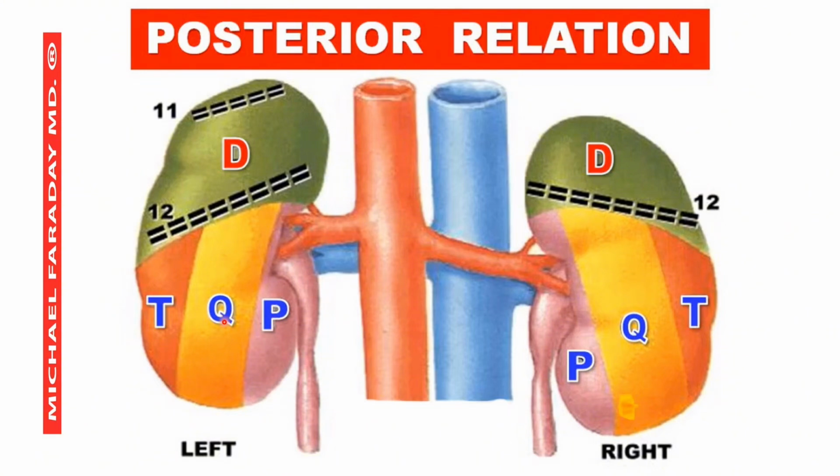Again, for the posterior relations of the kidney, we have four muscles. The diaphragm, which is above. We say the diaphragm because the right kidney is slightly lower than the left kidney. The diaphragm separates the kidney from the 12th rib. Then for the lower muscles, more medially we have the psoas major. In the middle we have the quadratus lumborum muscle, and then laterally we have the transversus abdominis. Same muscles for the left side. This is the psoas major, this is the quadratus lumborum, this is the transversus abdominis muscle.